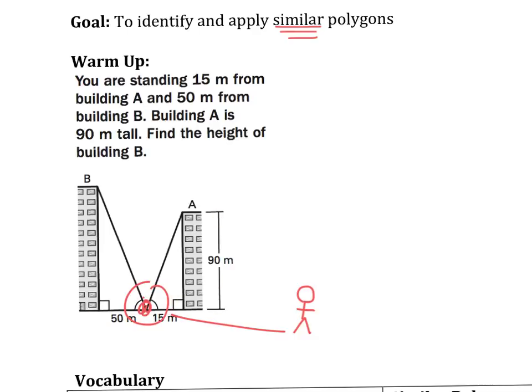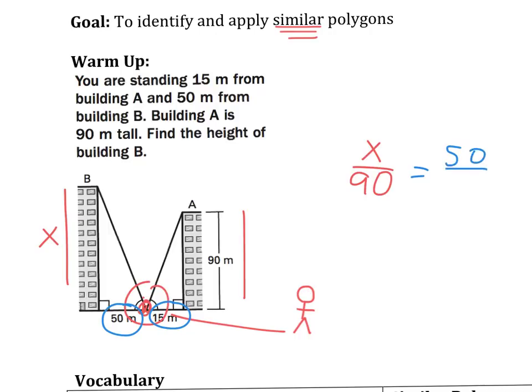And of course, how do you know that this was 90 meters? Heck, you just fell off the building, so good thing. So now you know all of these measurements. Awesome sauce. So our job is to find the height of the building, B, right here. So this guy here is related to this guy here. So this is my unknown x. So x over 90 should be the same as what? As 50 over 15.